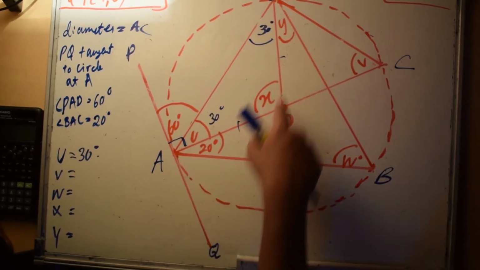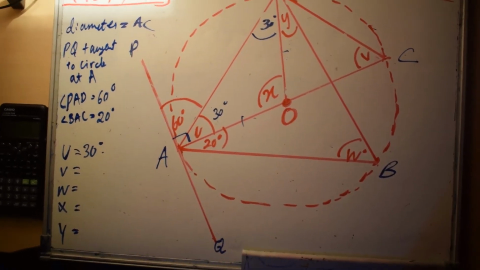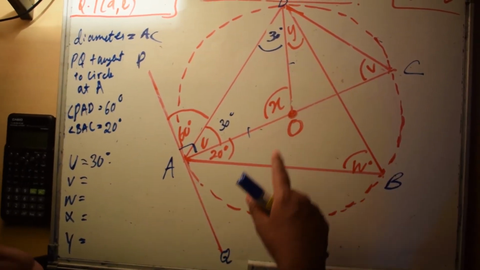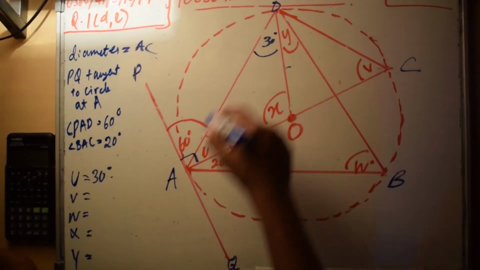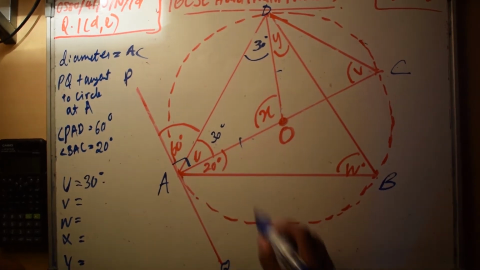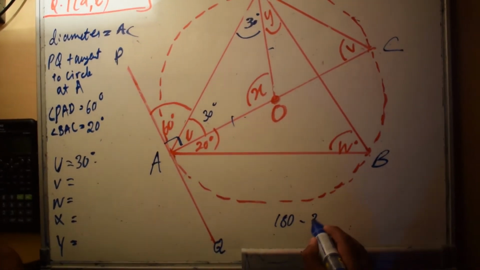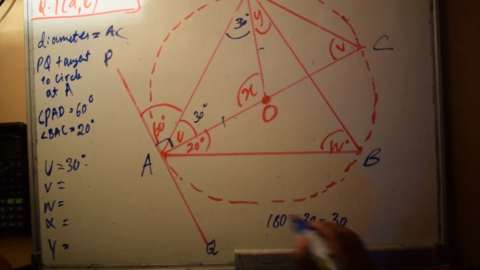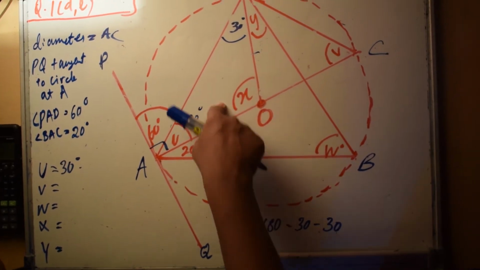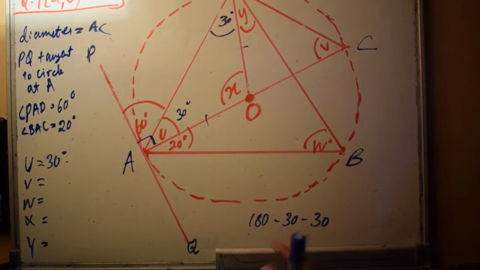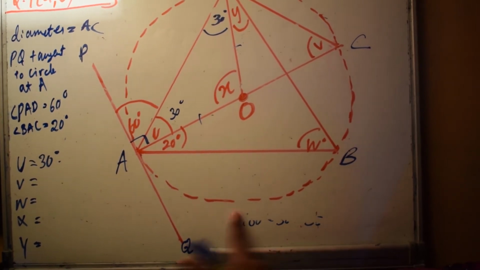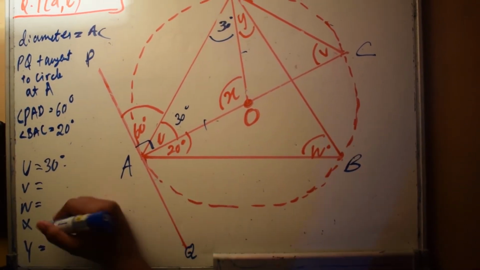So we know that the total sum of all the angles in a triangle is 180 degrees. So it is 180 minus 30 minus 30, and then you'll get the value for this angle. 180 minus 30 minus 30 gives you 120. So X is going to be 120.